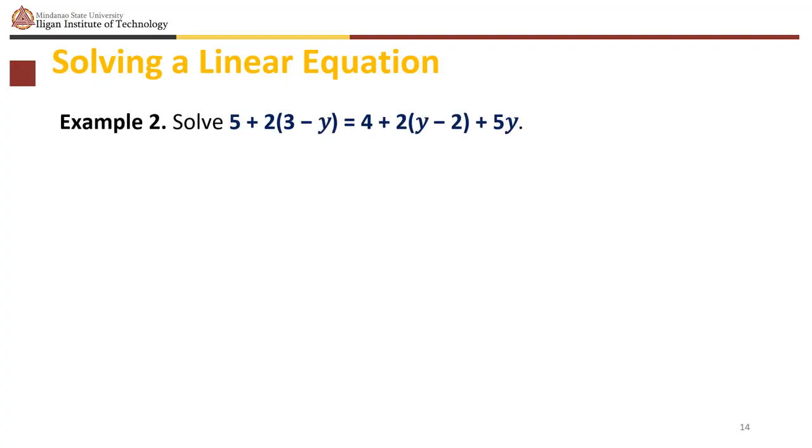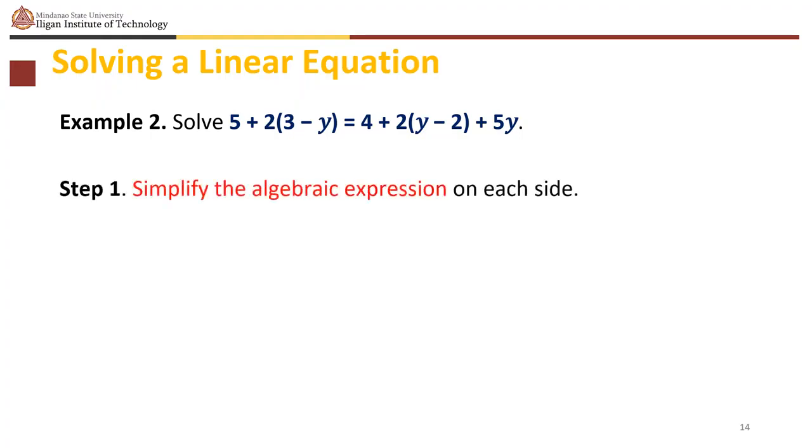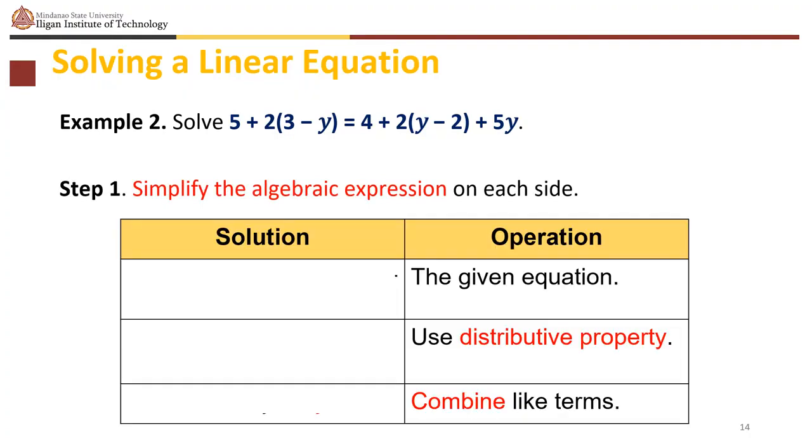Now let's have another example. Solve 5 plus 2 times the quantity 3 minus y is equal to 4 plus 2 times the quantity y minus 2 plus 5y. So the first step is to simplify the algebraic expression on each side. So the given equation is 5 plus 2 times the quantity 3 minus y equals 4 plus 2 times the quantity y minus 2 plus 5y.